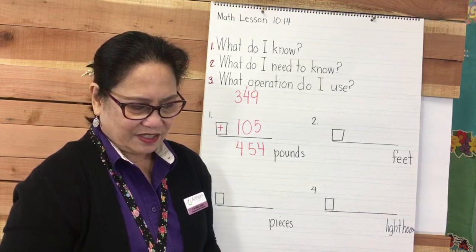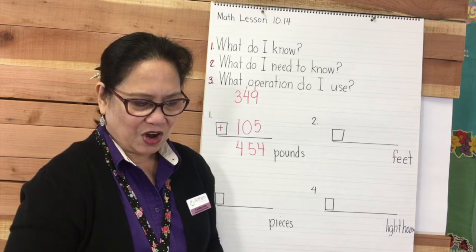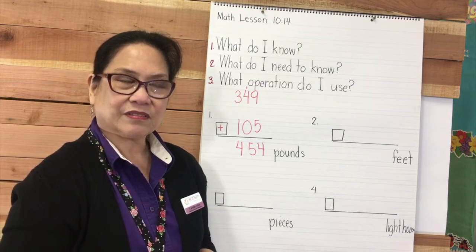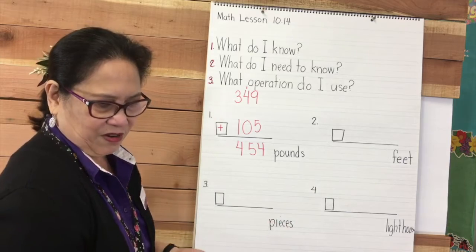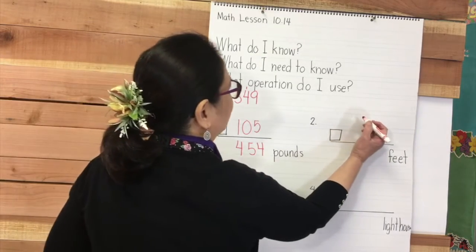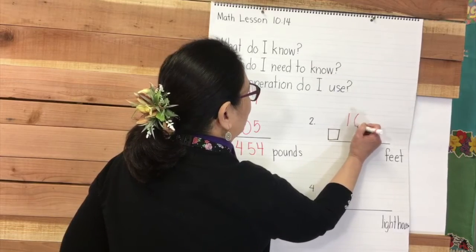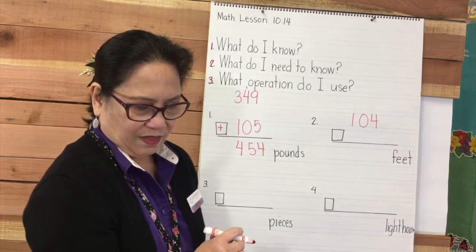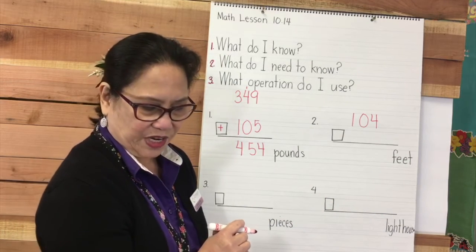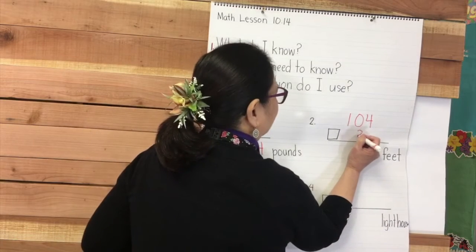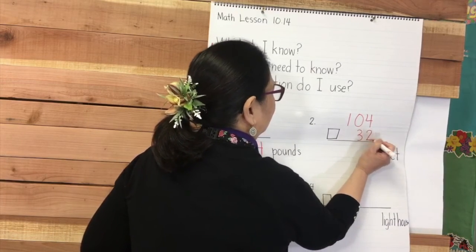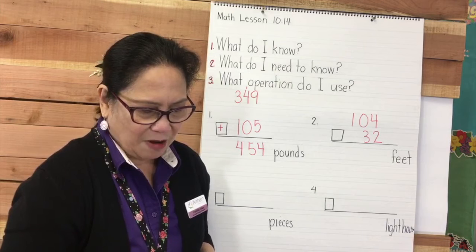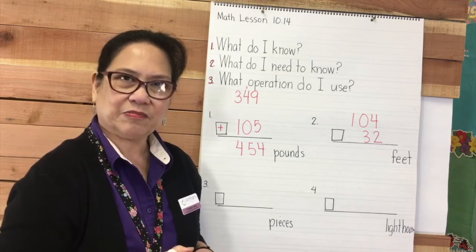The largest sand sculpture was 104 feet long. The winning sculpture was 32 feet shorter. Okay, so what do we already know? Well, the largest sand sculpture is 104 feet long. And what else do we know? That the winning sculpture was 32 feet shorter. All right, so what do I need to know? Let's look at the question. How many feet long was the winning sculpture?